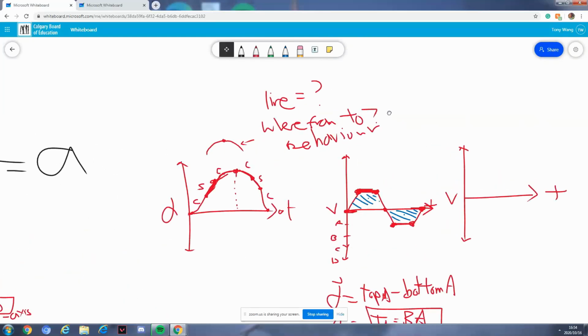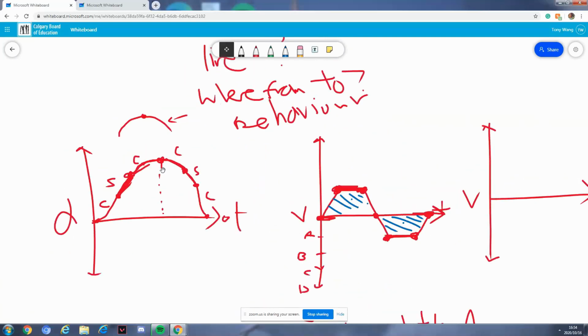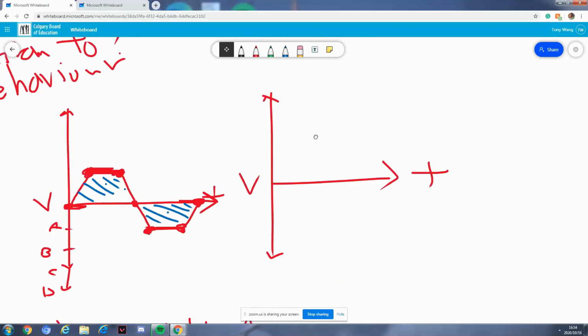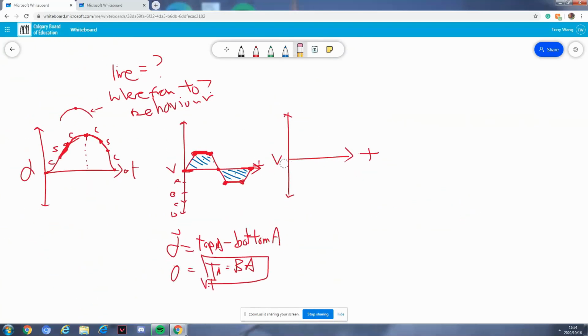All right. The challenge question. Now, this is pretty challenging because it's like all the parts at once. So what would the acceleration time graph look like then? If you have the velocity time graph, what would the acceleration time graph look like?